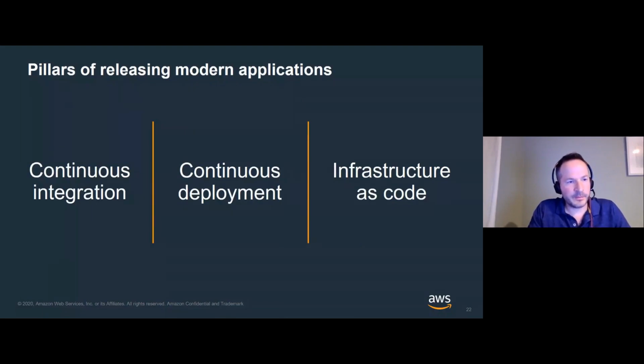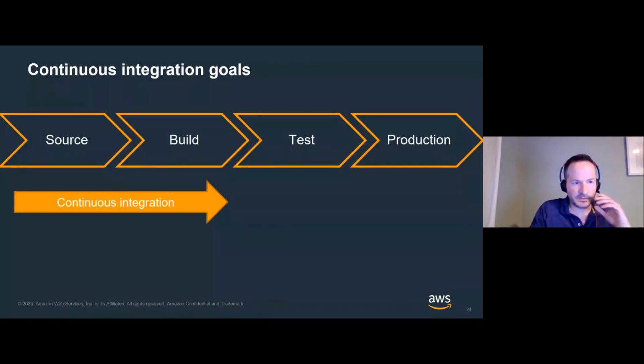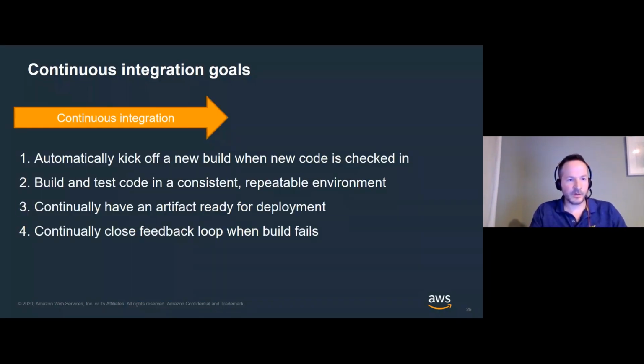The last topic I'm going to talk about is our pillars of releasing modern applications. We look at these pillars in terms of CI/CD as three different pillars. I'll just talk about two of those, continuous integration and continuous deployment, and I'll talk about the goals of each one. Let's start with continuous integration. Continuous integration is that phase in software development that we categorize as where we do source code and building. Let's have a look at the goals.